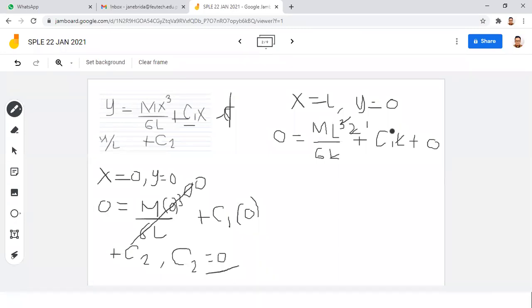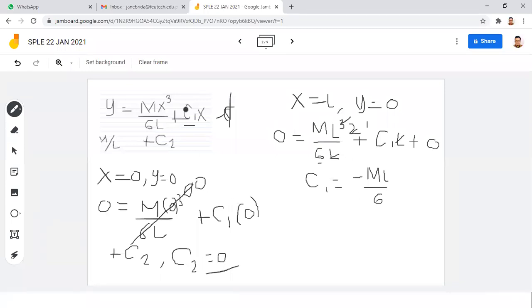So in other words, your C1 is equal to, this one we are going to transpose, negative mL over 6. There's the 6. This one will just be transposed from positive to negative.